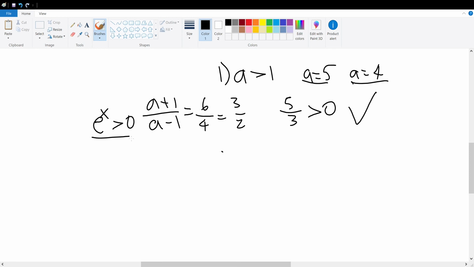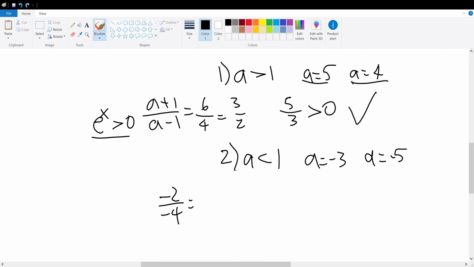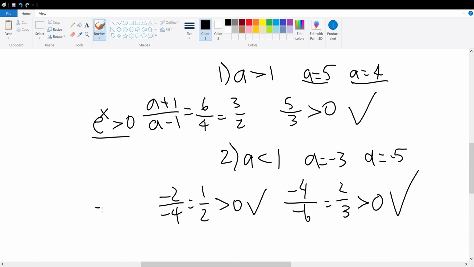And now we move on to our second scenario when a is less than 1. Let us take a to be negative 3 and a to be negative 5. When a is equal to negative 3, this will be equal to negative 2 divided by negative 4, which will be equal to 1 over 2. 1 over 2 will be greater than 0. It will satisfy our condition of e to the x being greater than 0. Furthermore, when a is equal to negative 5, negative 5 plus 1 will be negative 4, and negative 5 minus 1 will be negative 6, which gives 2 over 3. 2 over 3 is indeed greater than 0. It will satisfy our condition of e to the x being greater than 0 as well.